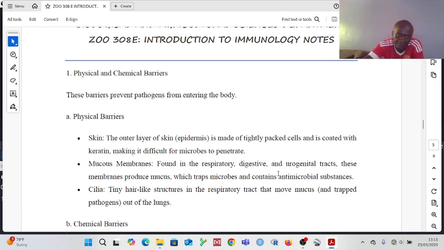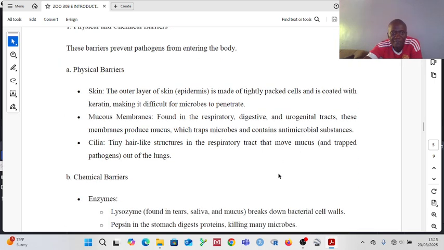That's the first barrier. The second physical barrier is the mucous membrane. You find this in the respiratory, digestive, and urogenital tracts. Mostly, these membranes will produce mucus. The work of the mucus is to trap microorganisms. Okay. Then it also contains antimicrobial substances. So kazi ya hiyo mucus, if a microorganism was to move into your respiratory tract, the mucus will trap it.